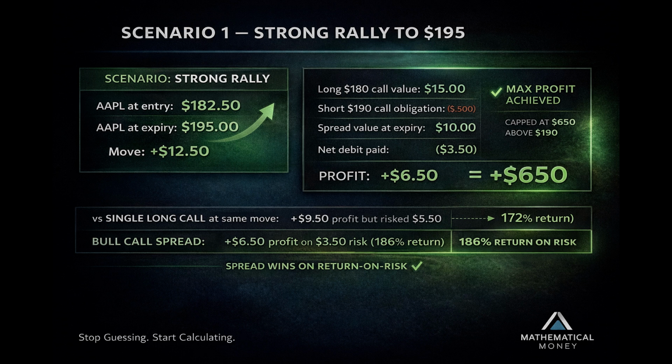Maximum profit achieved. Apple moved $12.50. Your spread capped at $6.50. The trade was profitable, but you did not fully participate in the rally above 190. Compare. If you had bought the single long call at $5.50, the same move returns $9.50, 173%. The spread returns 186%. Spread wins on return on risk even on a large move. Absolute dollar gain is higher on the single call, but the spread required 36% less capital.